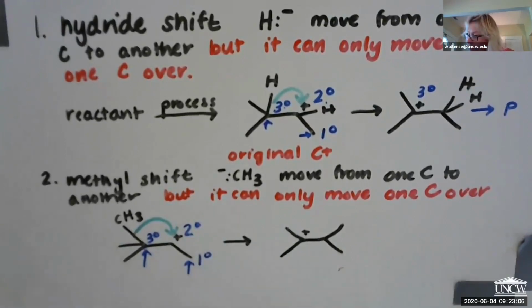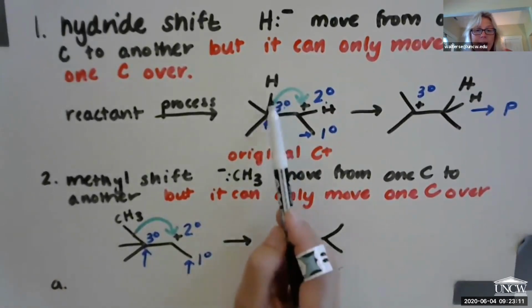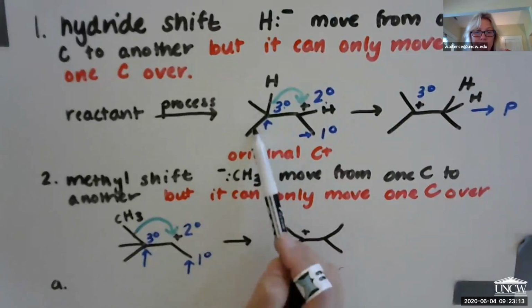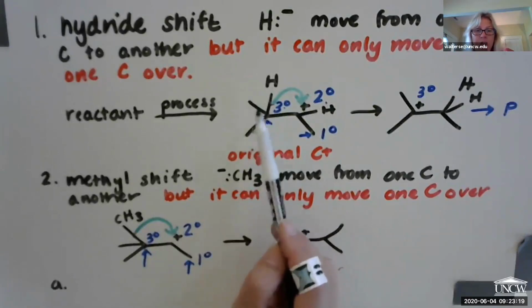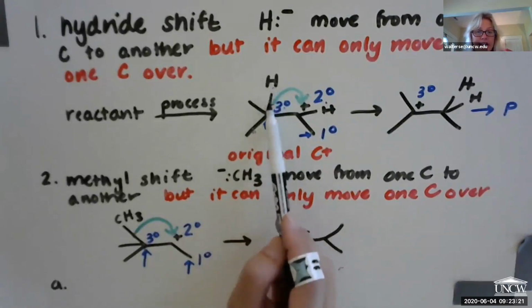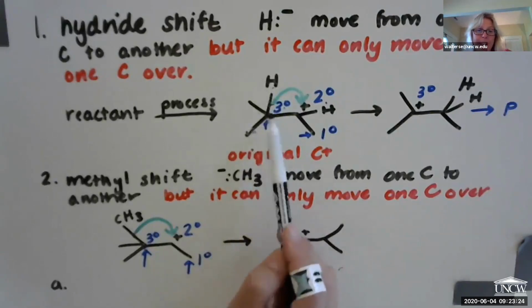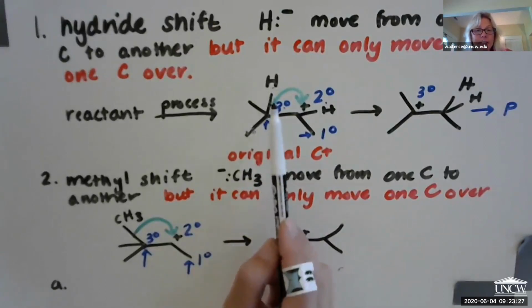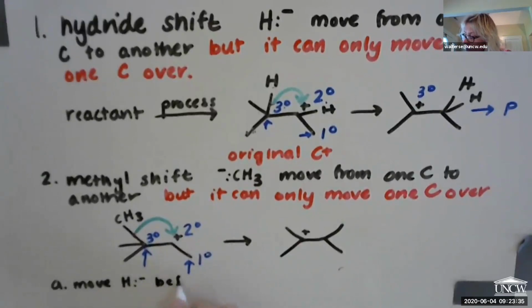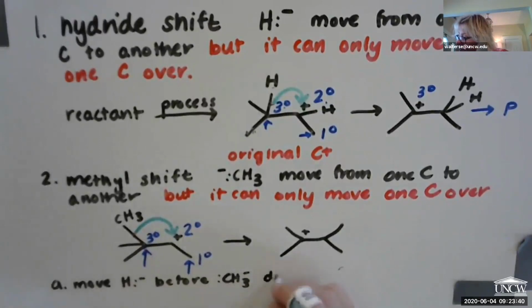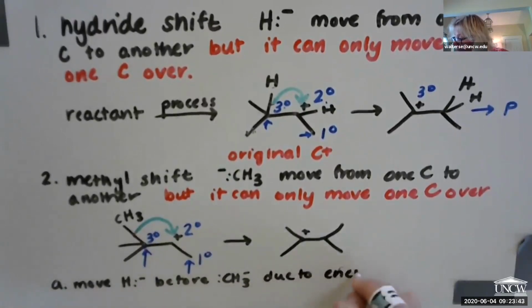Now, a couple points that we have to make. If you look up here, we had a hydrogen and 2 methyl groups. So why did we move the hydride instead of the methyl? Well, a hydrogen anion is smaller than a methyl group. So it's energetically less stressful to move the hydride. So you're going to move a hydride before a methyl due to energetics.